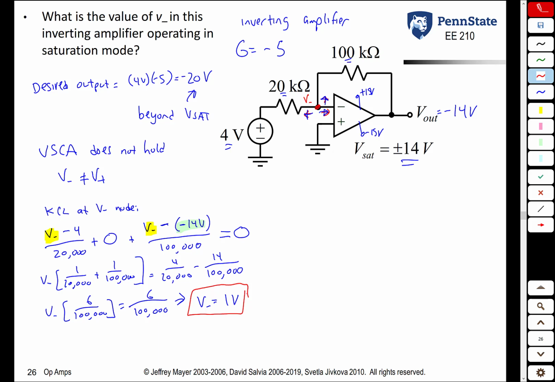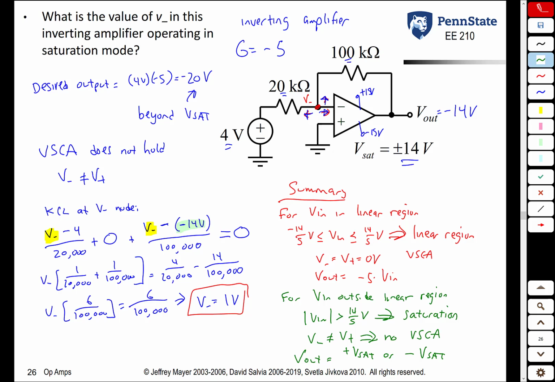So what we see, when we are in linear operation, V minus equals V plus, 0 volts, and V out varies. When we're in saturation, V out is fixed at the saturation voltage, and V minus changes. So here's a summary of that.